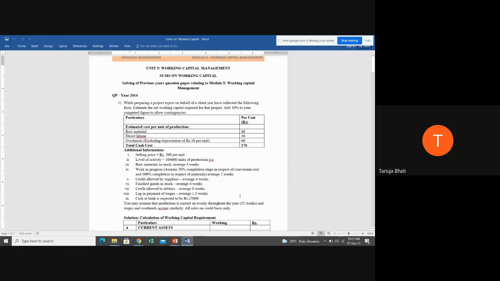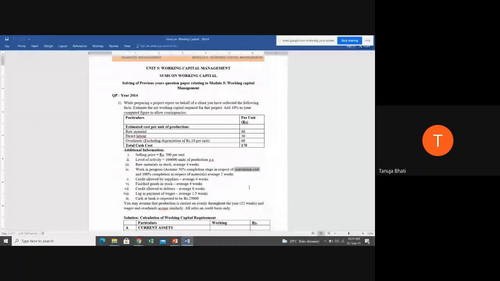Now, students, what is the meaning of conversion cost? For converting the raw material into work in progress, what is the additional cost that you are going to incur? Can anyone tell me what are the two costs which will help in converting the raw materials into work in progress? What are the two costs? How will you convert the raw material into work in progress? Yes?